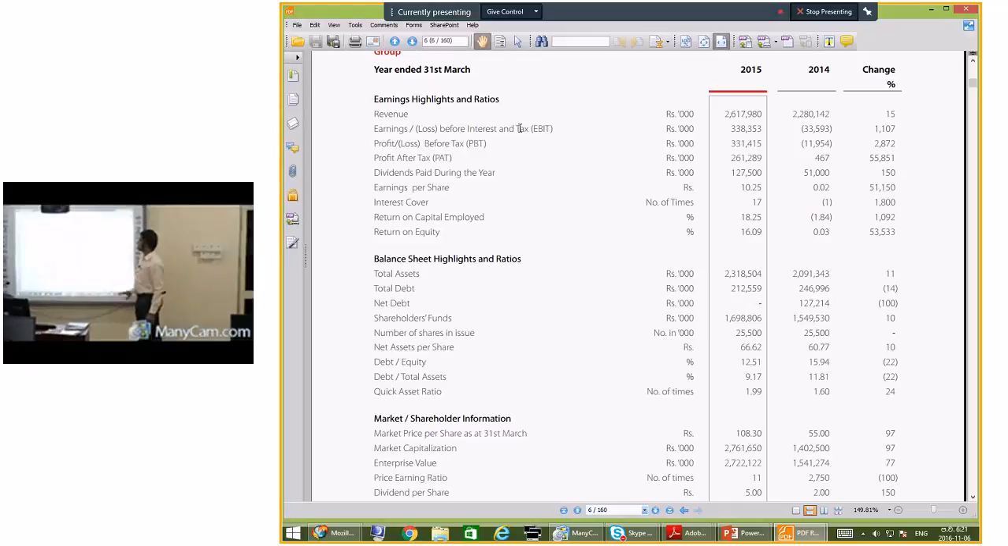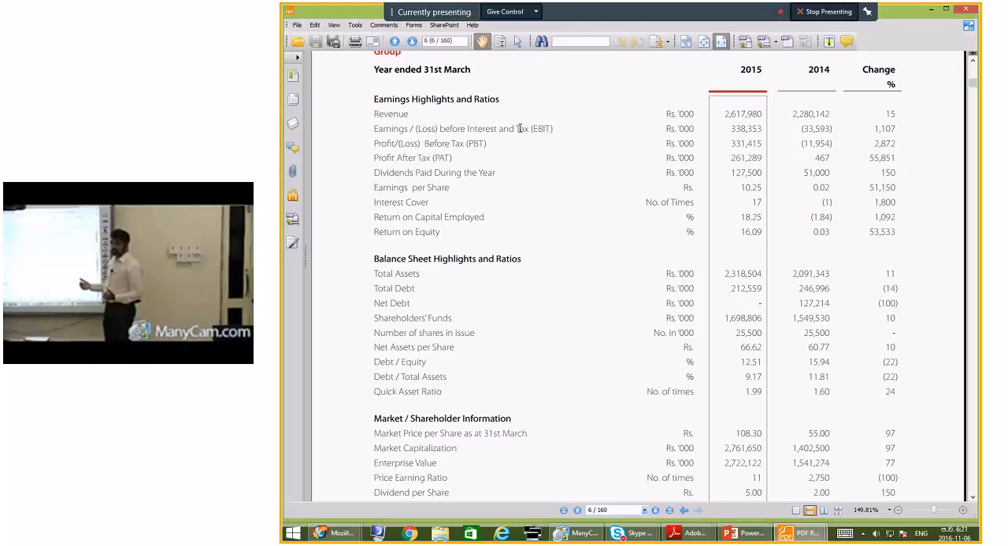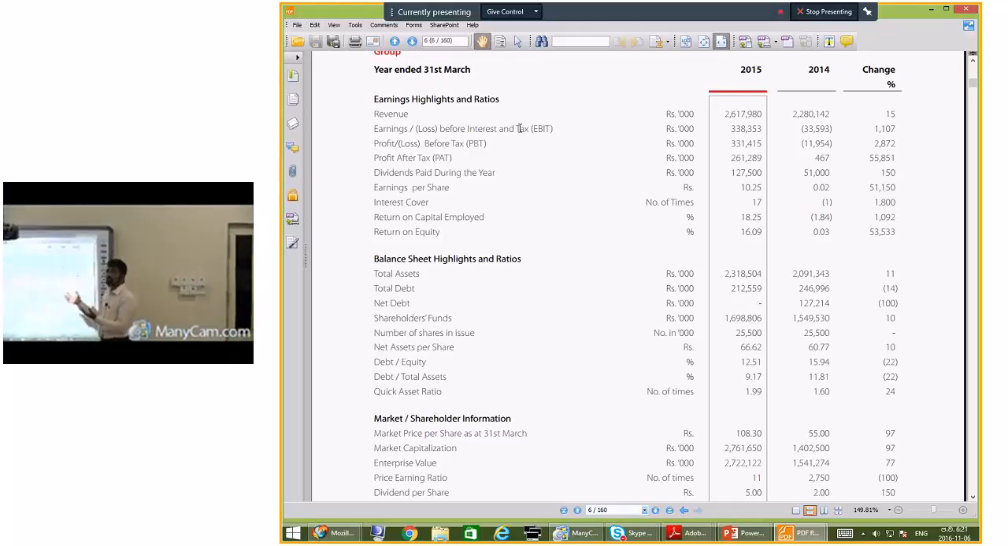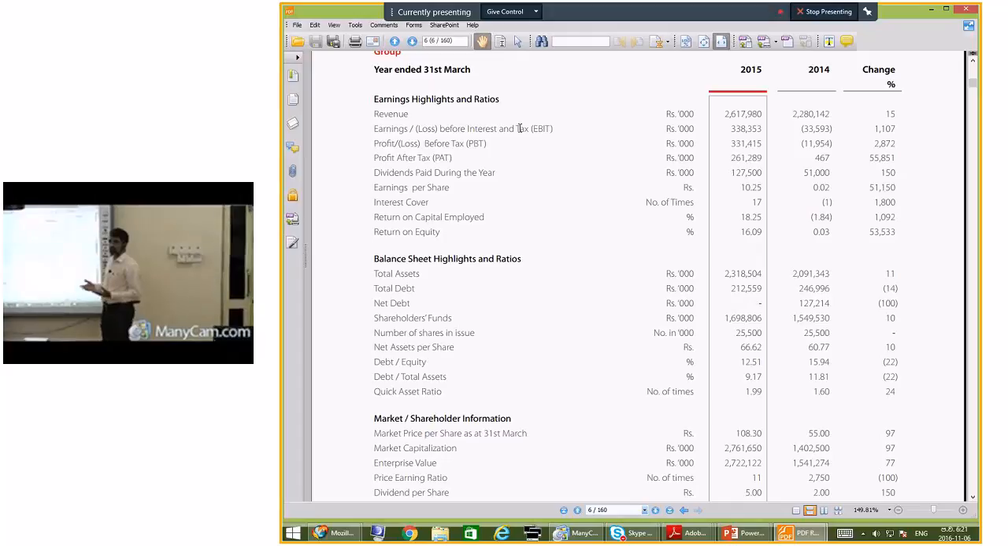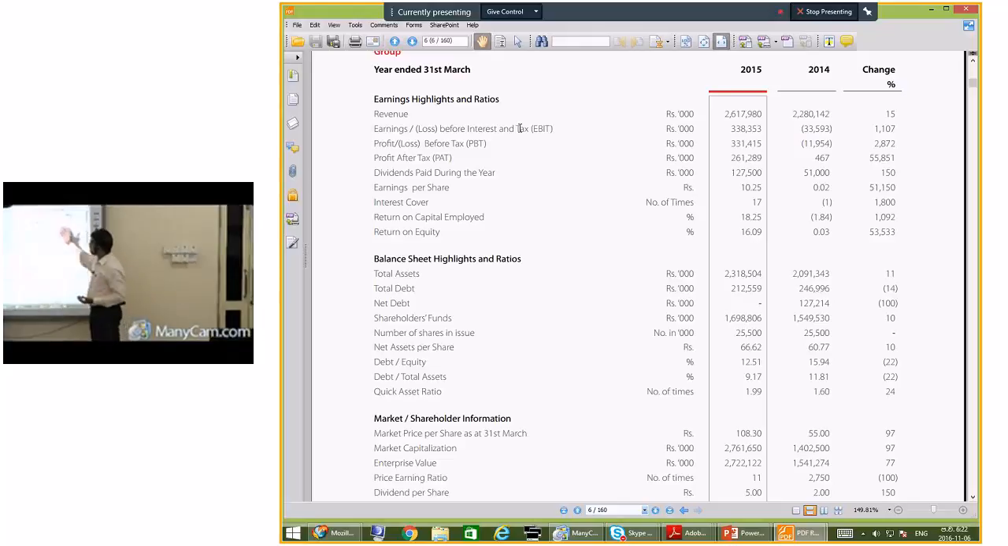Next, this is one of the methods for analyzing data in practice. This is called a comparative financial statement. Here there is a change, positive or negative. Sometimes you can see negative changes also, right? Again you can see the practice. This is called a comparative financial statement.